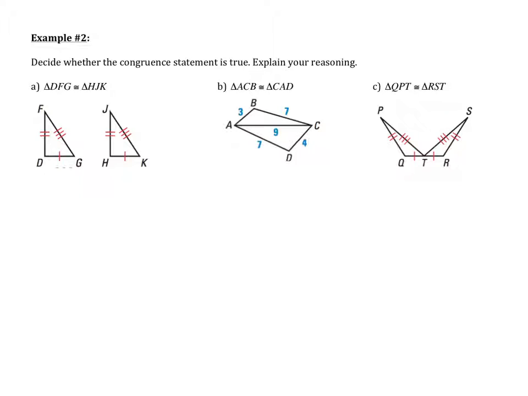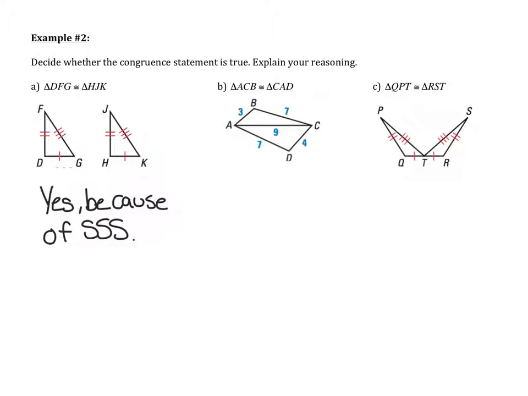It says, decide whether the congruent statement is true, explain your reasoning. So part A says, is triangle DFG congruent to triangle HJK? So we have DFG congruent to HJK. We see that DG is congruent to HK. We see that DF is congruent to HJ. And we see that FG is congruent to JK. Since I have 3 pairs of congruent sides, I can say yes, this statement is true because of the side-side-side postulate.